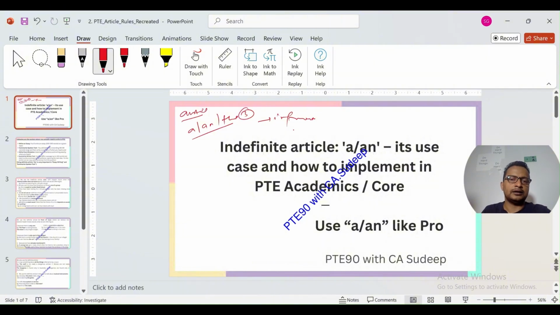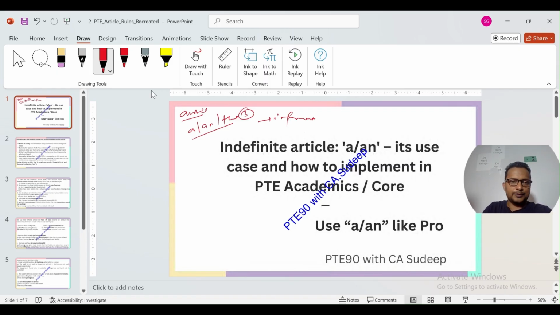Also in reading fill in the blanks as well, right? So this area it will help. In PTE Core also, if you are writing an email, and you know how to use articles correctly, then the chances of making grammatical errors will be reduced. So this is why we are learning it.